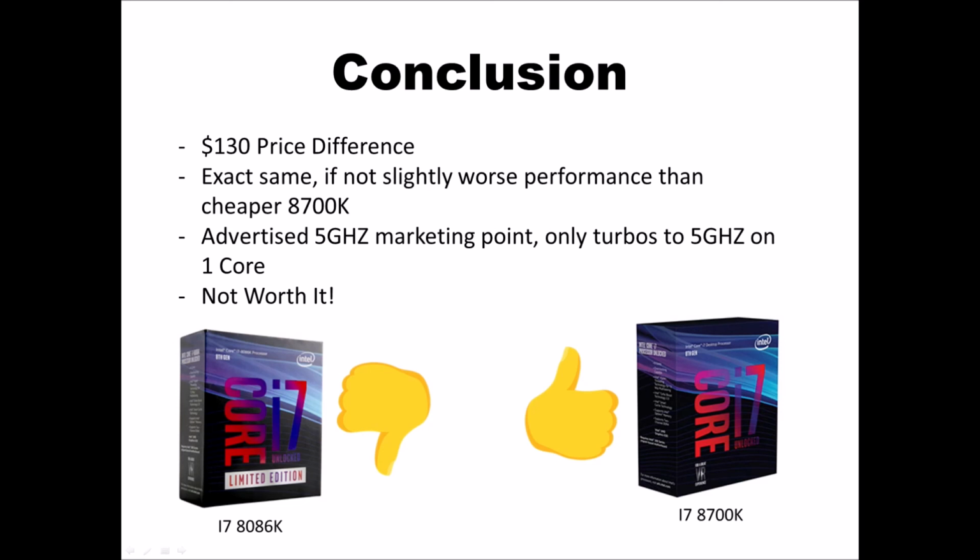You would save $130, which could then go towards a better motherboard, better RAM, better cooling and that kind of thing, which means you could push your 8700K even higher to get even better scores than that. So at the end of the day, the i7-8086K is not worth it. Sure, it's a nice CPU, it's got a good marketing point, it can turbo to 5 GHz on one core out of the box, which is certainly pretty cool.